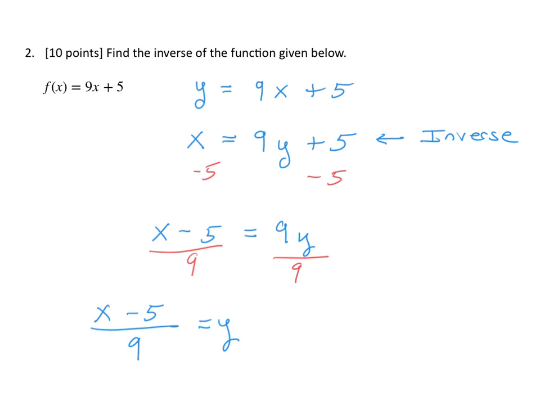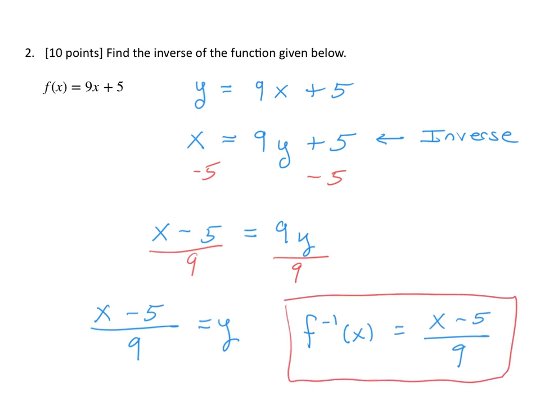This is the symbol that we use to represent an inverse function, f to the exponent of negative 1. If you see this symbol, it means you have the inverse of the function you start with. And this is the formula for it. It is x minus 5 divided by 9. And this is the answer for question 2.